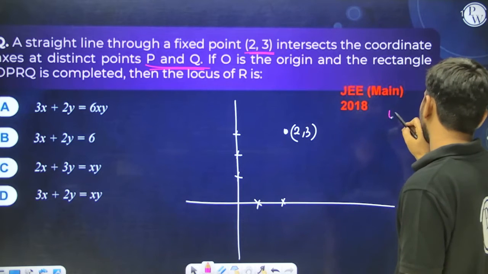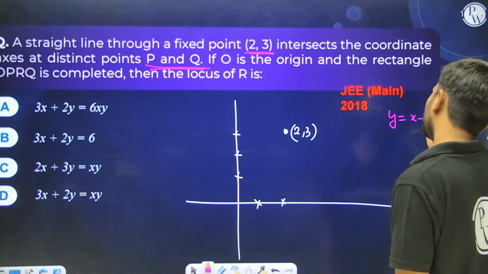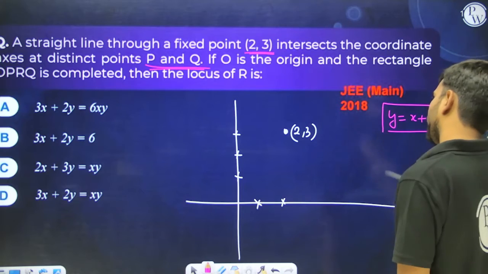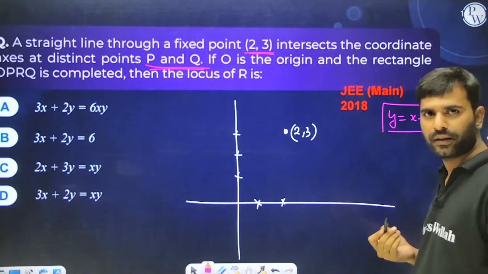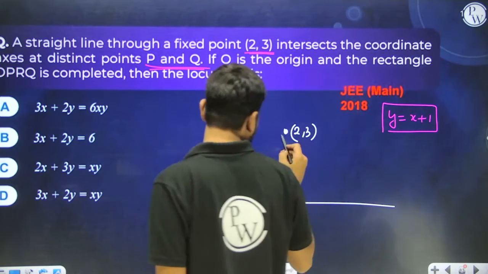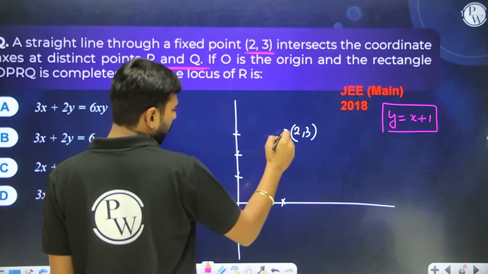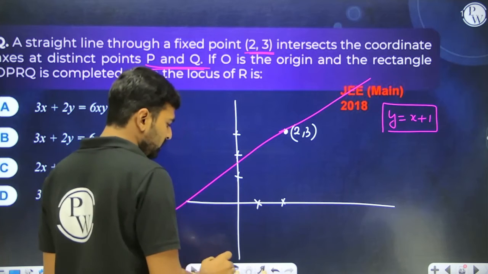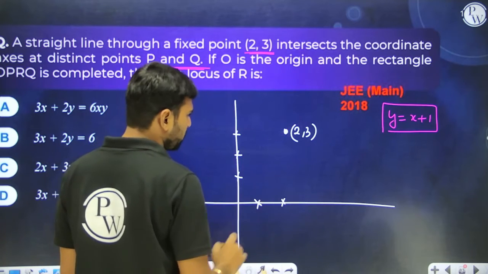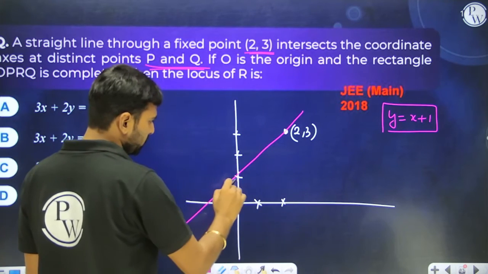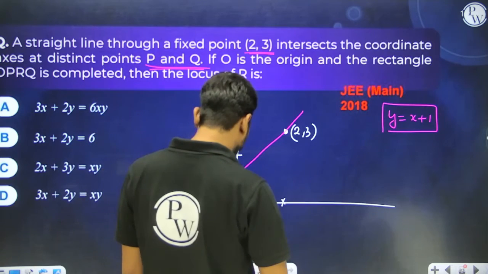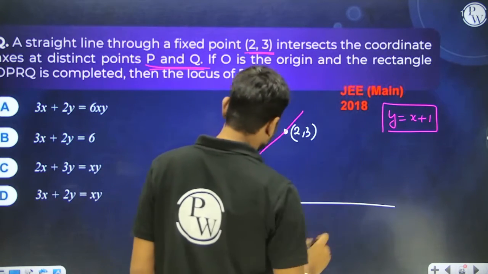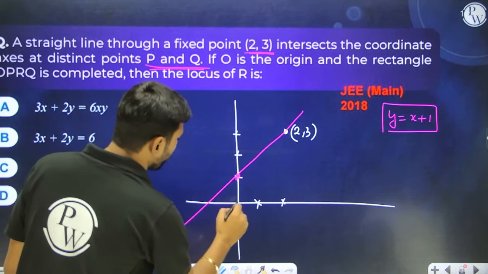So we can take y equal to x plus 1. Yes, y equal to x plus 1 means this is how my line will be looking, or rather to be specific, the line will be drawn like this. Let's say any one line. Now understand. This is our origin O.